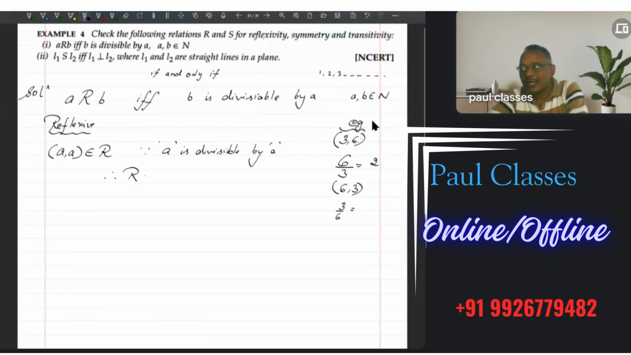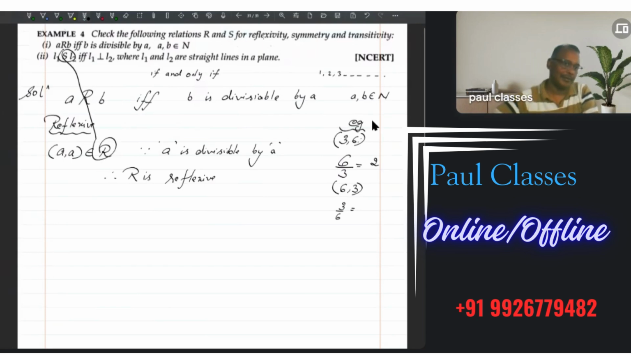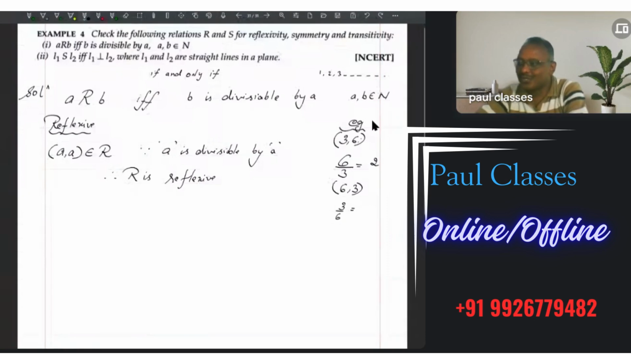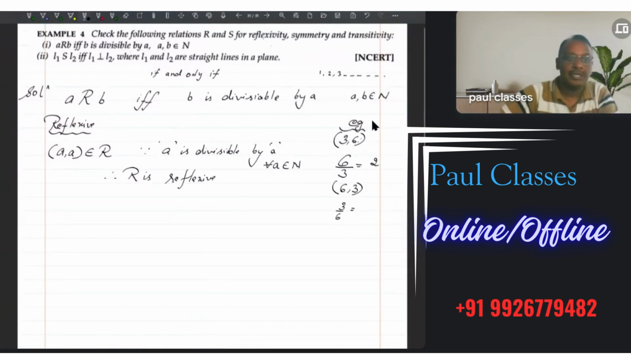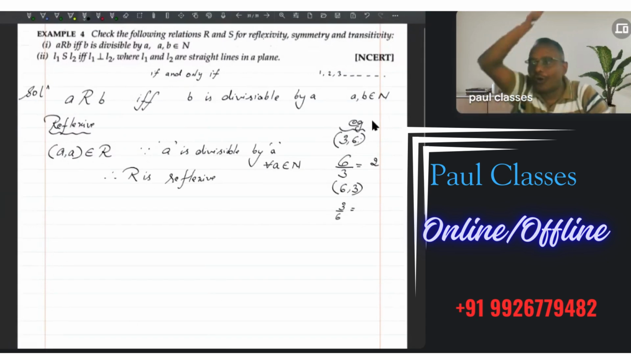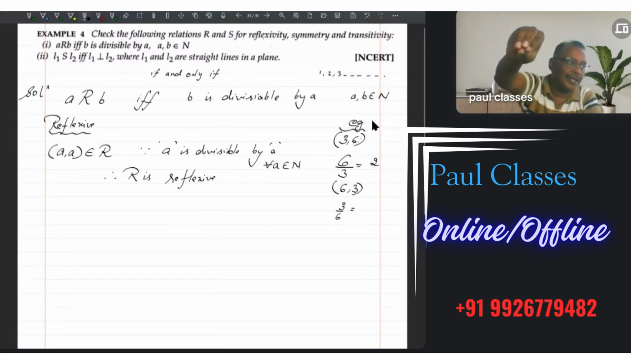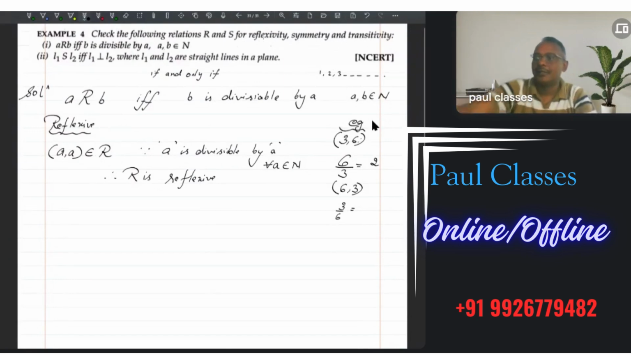Therefore, R is reflexive. In the next question, wherever R is written, write S, because the relation is named S. Speak. Yes, very good. Sorry, for all A belongs to the set of natural numbers. It is very important to write this, because it is for all, not just 1 or 2, every. And this symbol is very, very important here.